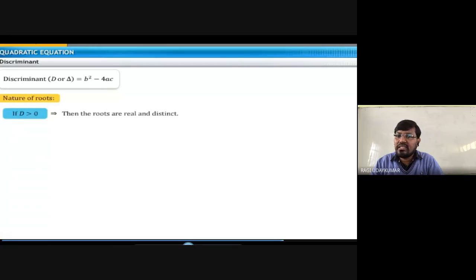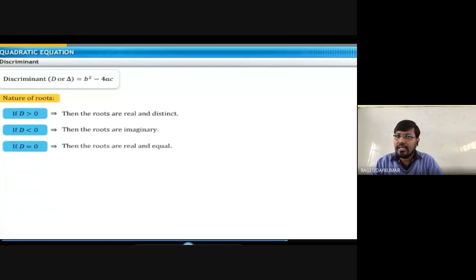If discriminant is greater than 0, then the roots are real and distinct. If discriminant is less than 0, then there are no real roots, which are called imaginary numbers. We are going to learn it in your higher class, 11th class. In case D is equal to 0, then the roots are real and equal.